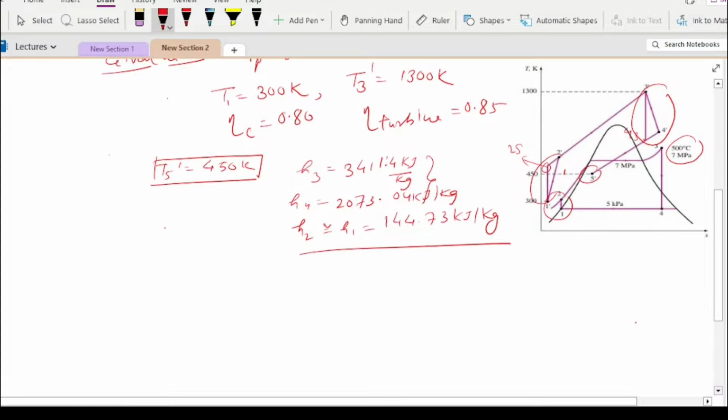Now let us try to solve this problem. So first, coming to the analysis of the gas turbine.